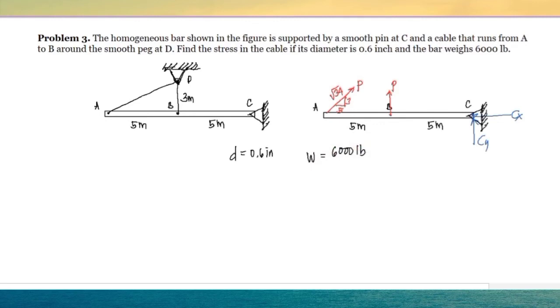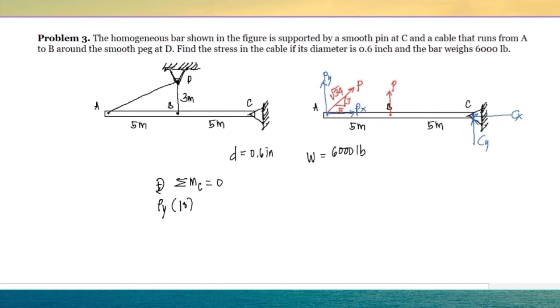In order for us to solve for the value of P, we have to summate moment at point C. So we have the summation of moment at C is equal to 0, taking the clockwise direction as positive. This P here at point A will have two components, the Py and the Px. Taking the moment, Py will rotate clockwise, so that would give us positive moment. So it's Py multiplied with the perpendicular distance, which is 10 meters.